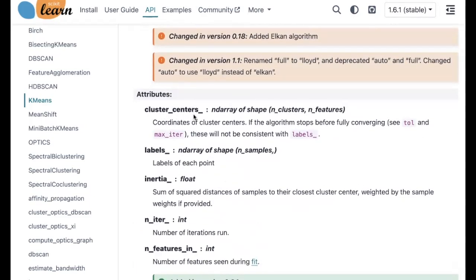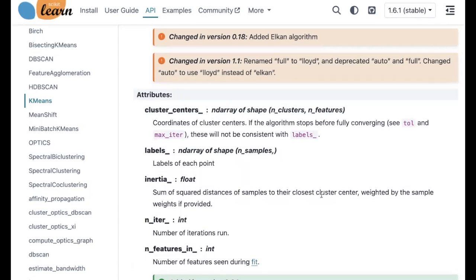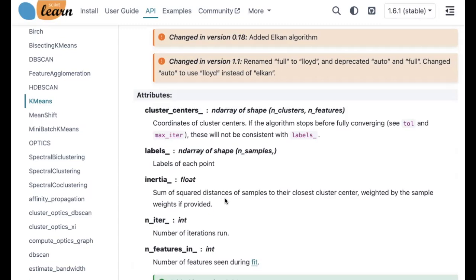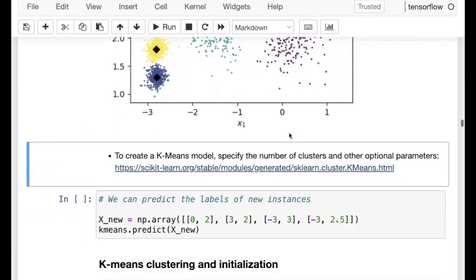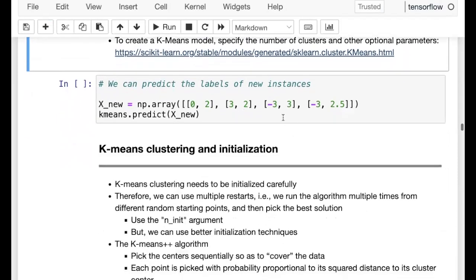We have cluster_centers_, that's what we use. The labels_, if you want to find them. inertia_ is very important. Inertia here is actually our loss function, the sum of squared distances of samples to their closest cluster center. That's exactly what we're trying to minimize. That's why it's called inertia, and that's why it's important to look at it after you fit your model to see whether this sum of squared distances is reasonable or not. So let's go back to our notebook.